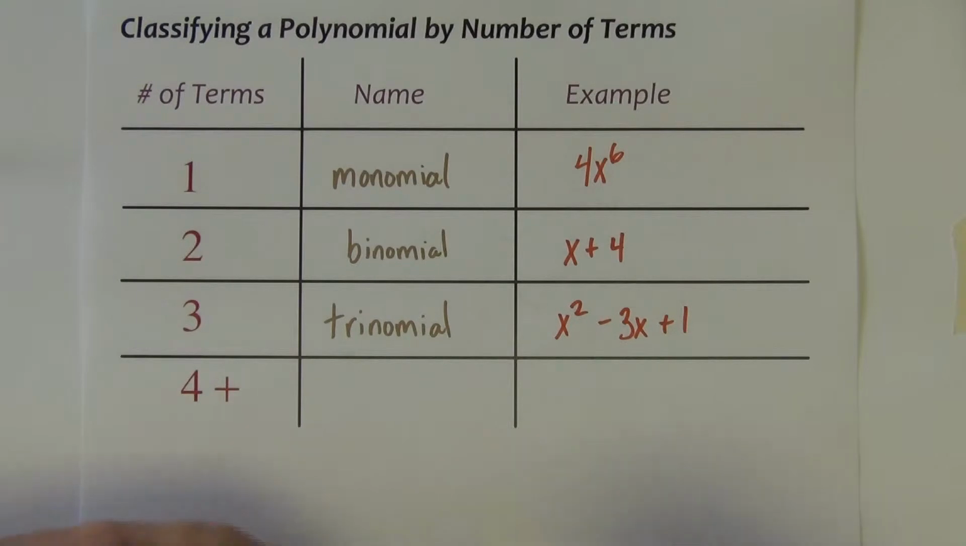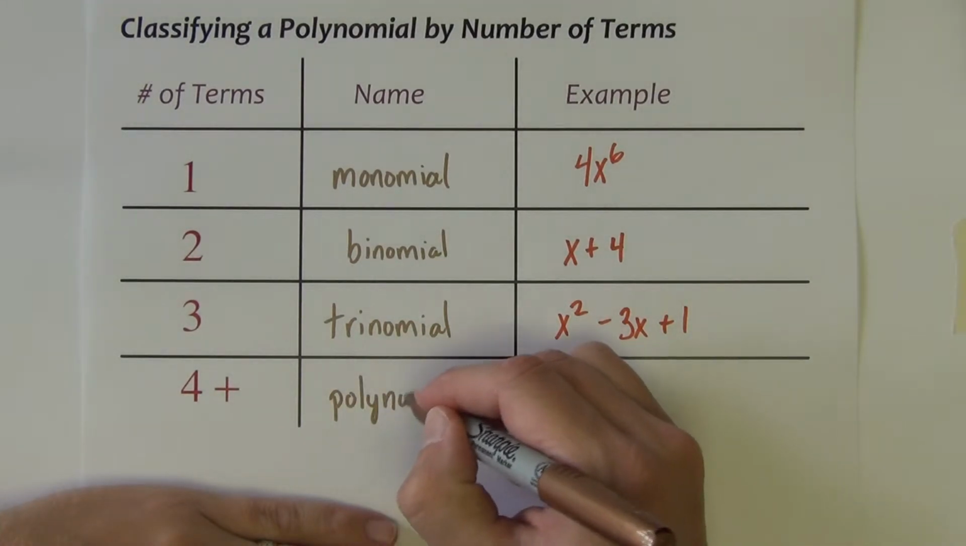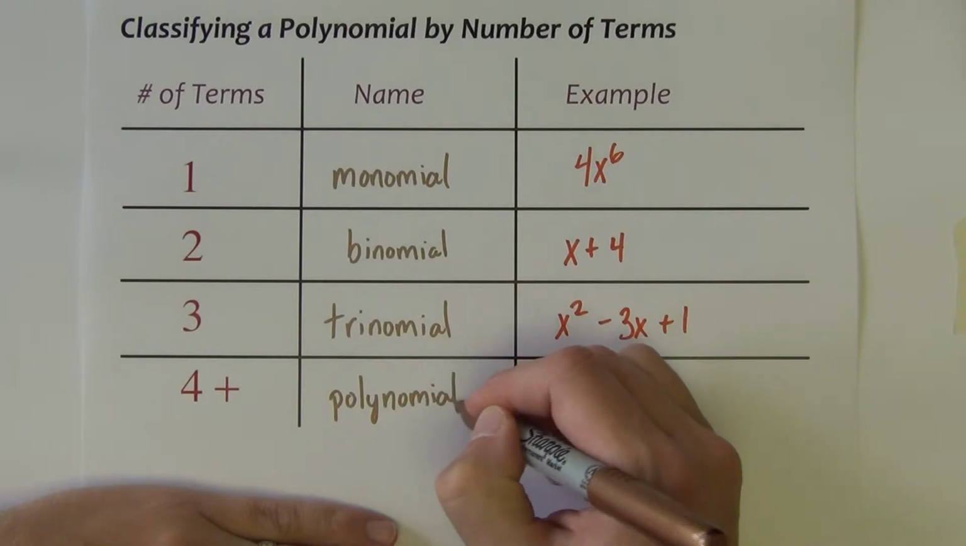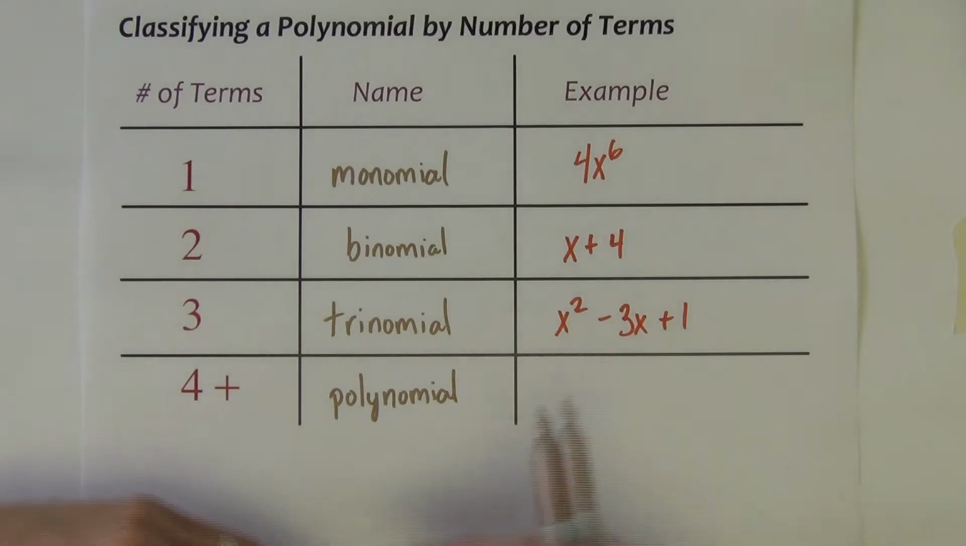Anything larger than that, instead of giving specific names for, we just can call them polynomials. The prefix poly meaning many. So if there are more than three terms, polynomial will be just fine to describe it.